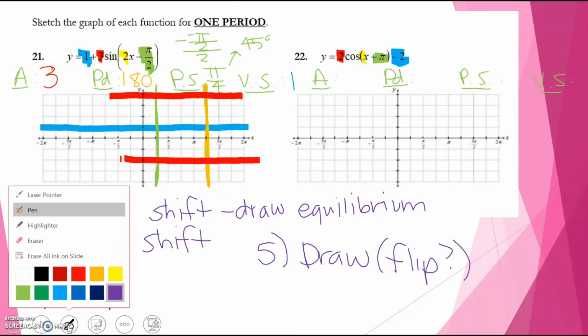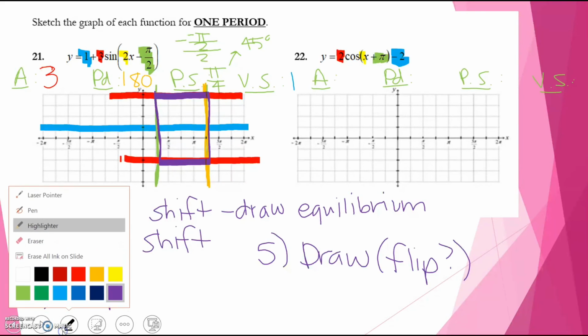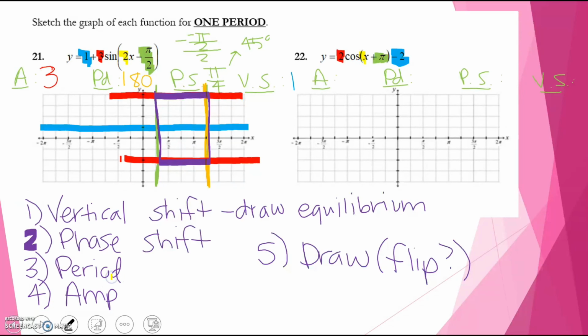Since it's a sine graph, I'm going to look at my box. It needs to fall within this box. So I'm going to draw my sine graph within that box. Sine starts in the middle, has a hill, crosses through the middle, has a valley, and then ends in the middle. So that is the final graph. Give 22 a try, and then play the video when you're done.